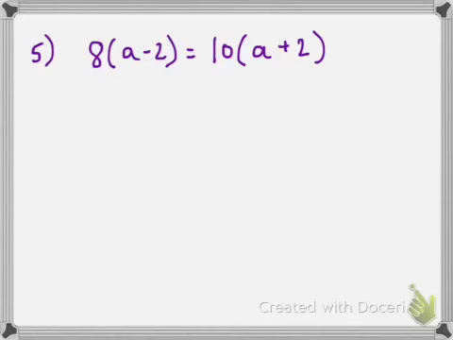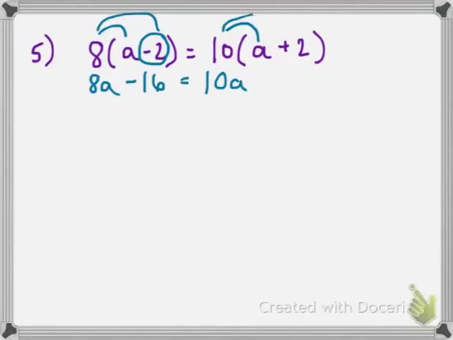Let's see how you did with number 5. So first step, distribute if necessary. Definitely have to distribute because I see parentheses on both sides. So 8 times the quantity of a minus 2, I distribute. 8 times a I know is 8a. 8 times this negative 2 is negative 16. So I write it as minus 16. Bring down my equal sign. On the right side, distribute 10 times the quantity of a plus 2, so 10 times a is 10a. 10 times this positive 2 is positive 20, so plus 20.